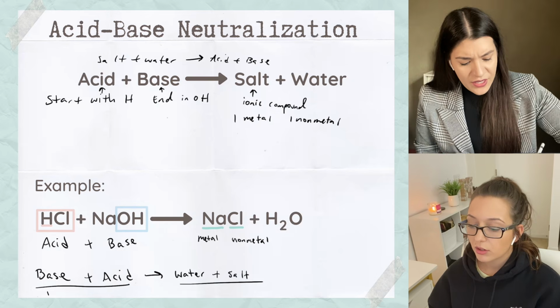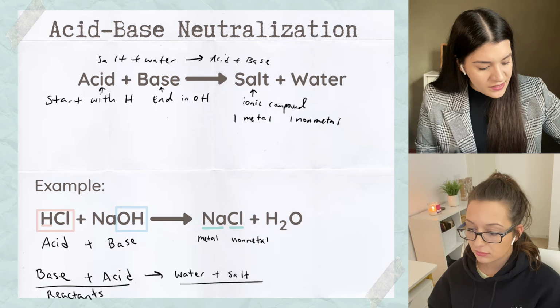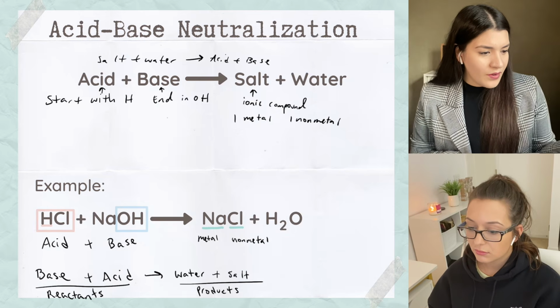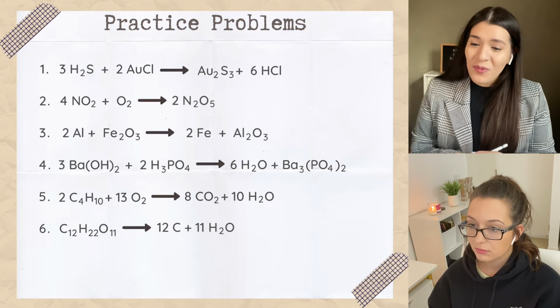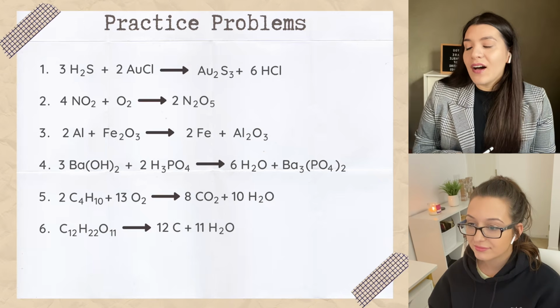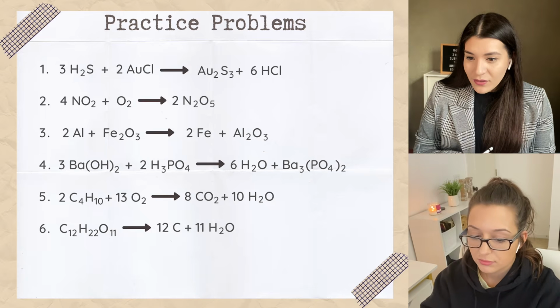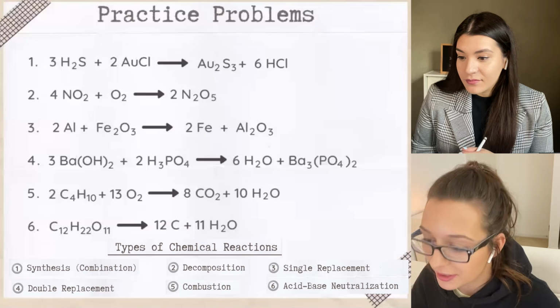And just to make sure we know, the left side is called the reactants and the right side is called the products, because I'm going to keep referring to that. All right, and practice. I sent you these practice problems, so I want you to try to figure out what type of reaction each one is. All right, here we go.